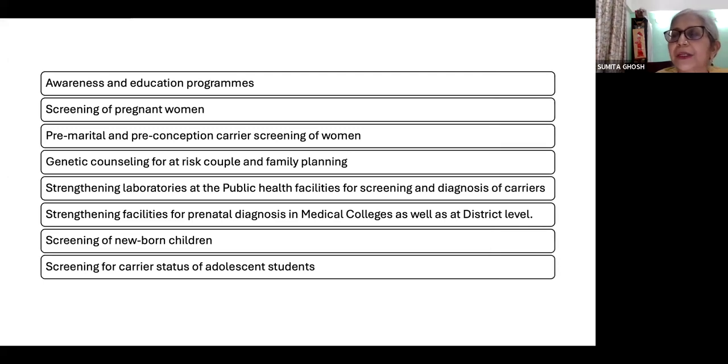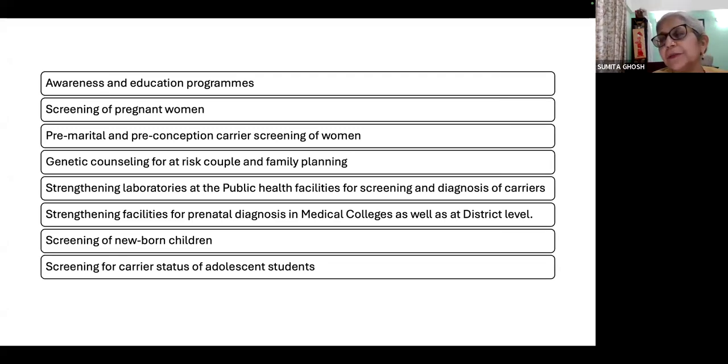Screening of pregnant women, again, there is a guideline, the NHM guideline for thalassemia screening. The issue here is that it has not been taken up by many states. As you know, the central government and states work hand in hand with our public health programs. So the states have to demand that this should be done. In states where it is high prevalence, it is happening.